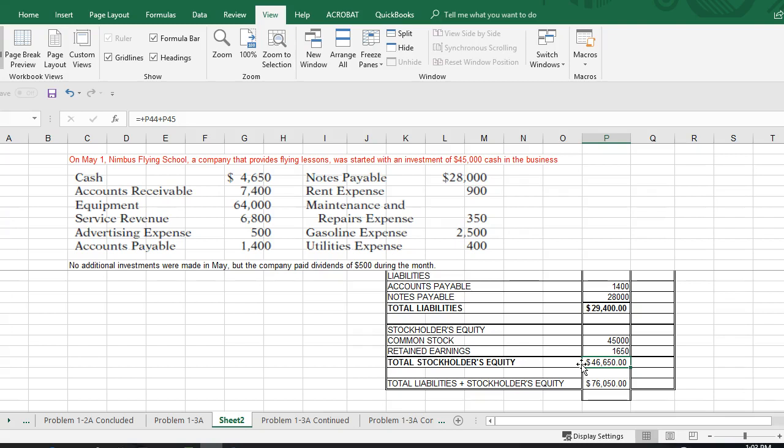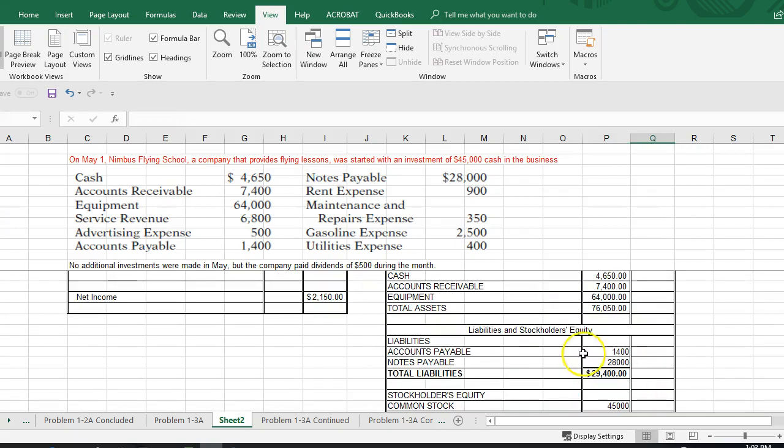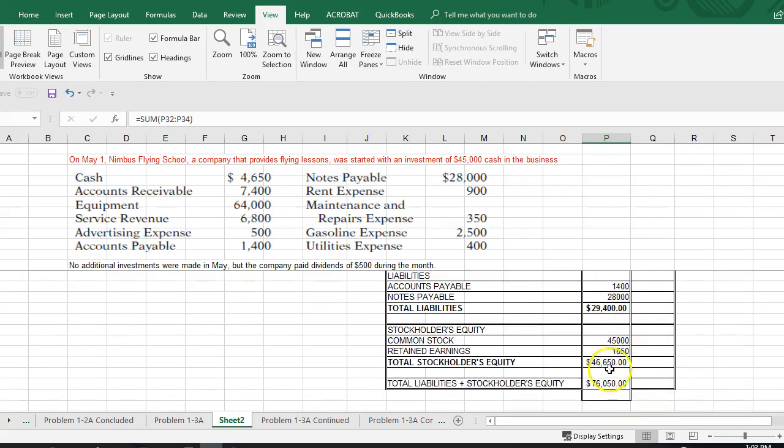Now the balance sheet must do what? You got it, it must balance. So my liabilities and my equity together must equal my total assets, and they do. Both sections total $76,050. Congratulations, you have now just completed your first set of financial statements.